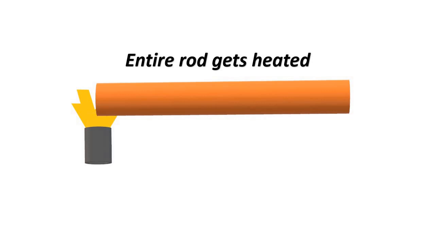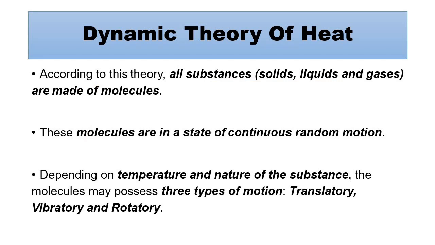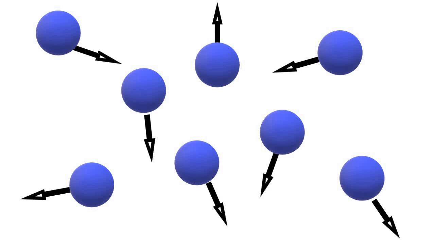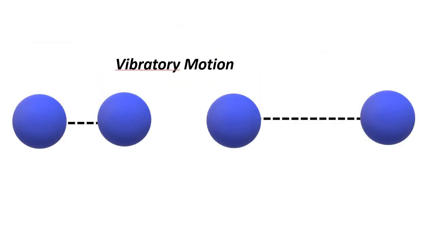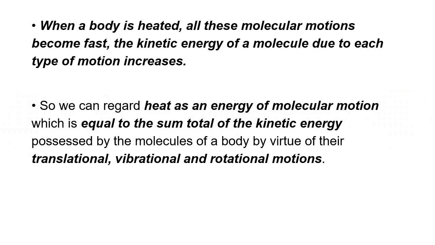Okay, so here the concept of the dynamic theory of heat comes into play, which is that all substances are made of molecules which are in a state of random motion, with translatory, rotatory and vibratory motion, and their relation with heat. So heat as an energy of molecular motion, which is the sum total of these three energies, comes into play. Okay, so this is the important point.